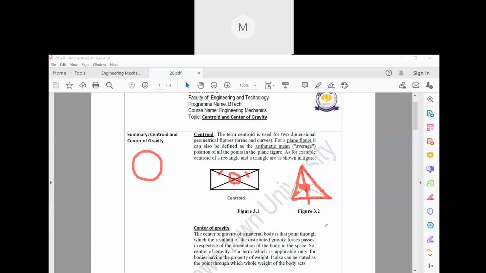Now if you use the compass to draw the circle, then what will happen? The center point is where you place the tip of the needle. That means the tip of the needle of the compass is placed on the paper, and from that point the rotation starts. So that tip will be the what? Centroid. As simple as that. Okay, so this is how we locate a centroid. Now coming to the next one, I'll explain it a bit more.